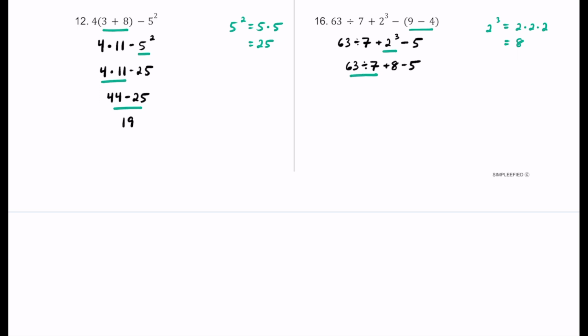63 divided by 7 is 9. So we have 9 plus 8 minus 5. Now out of these two, they're tied, so let's just go to the left. 9 plus 8 is going to be 17, and 17 minus 5. One thing left to do is just subtract. That's equal to 12. So there you have 16 different practice problems on evaluating some numerical expressions using the order of operations.